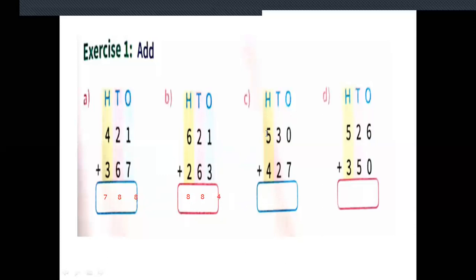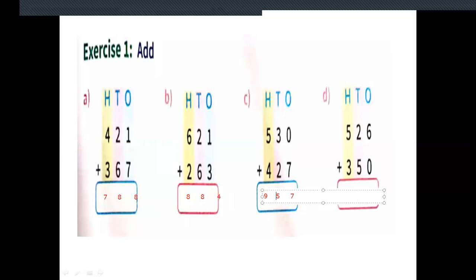Now, next sum. Now we have to add 530 plus 427. Ones place you have to add. 0 plus 7 is 7. Ones place, 7 is the answer. Next, tens place. 3 plus 2 is 5. So, the answer here is 5. Next, 5 plus 4 is 9 in hundreds place. In hundreds place, 9. Okay.